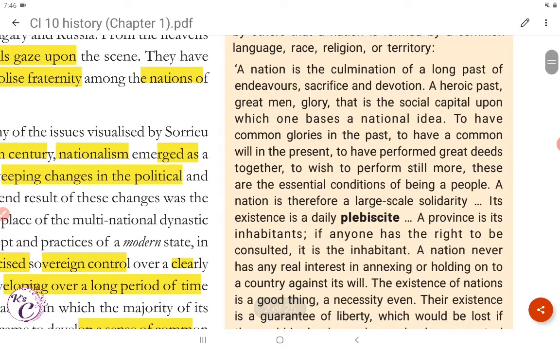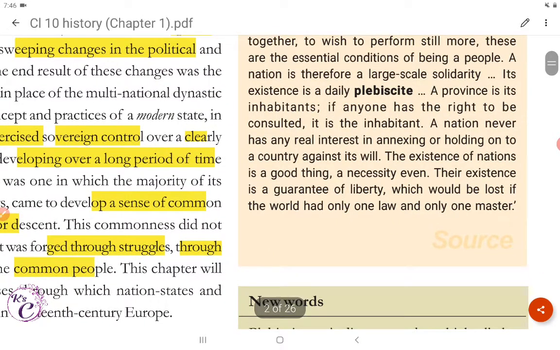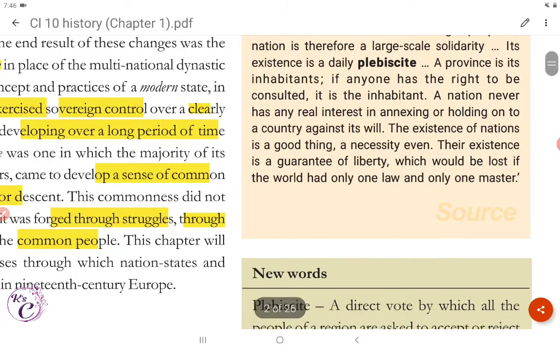A nation is the culmination of a long past of endeavors, sacrifice, and devotion. A heroic past, great men, glory, that is the social capital upon which one bases a national idea. To have common glories in the past, to have a common will in the present, to have performed great deeds together, to wish to perform still more, these are the essential conditions of being a people. A nation is therefore a large-scale solidarity. Its existence is a daily plebiscite.